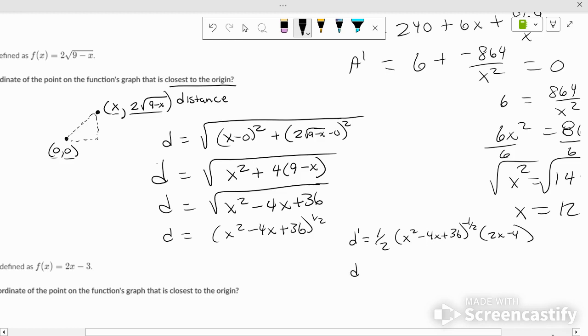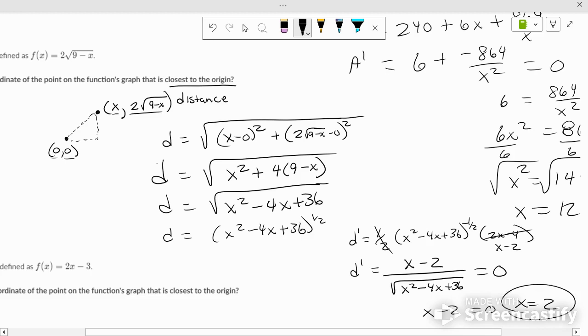So if we do that, 1/2, if we distribute it through 2x minus 4, we get x minus 2. So it's x minus 2 over the square root of x squared minus 4x plus 36. So that your first derivative equals 0. How do we solve for this? Multiply by my denominator. What happens? It disappears. X minus 2 equals 0. X must equal 2. So 2 must be the x value that is closest to the origin.